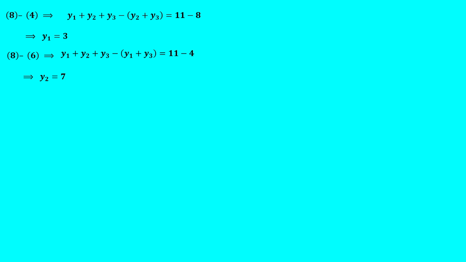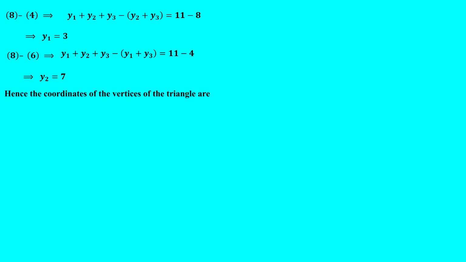Now 8 minus 4, y1 plus y2 plus y3 minus y2 plus y3. So y2 plus y3 minus y2 plus y3 get cancelled. So you will get y1, which is equal to 3. Now 8 minus 6, y1 plus y2 plus y3 minus y1 plus y3, which is equal to 11 minus 4. So y1 plus y3 minus y1 plus y3 get cancelled. So you will get y2, which is equal to 7.